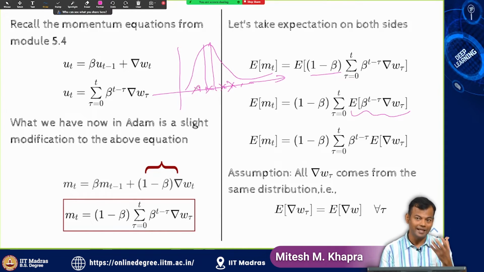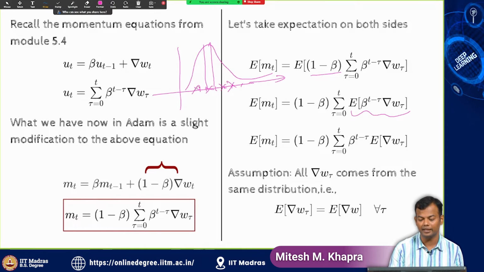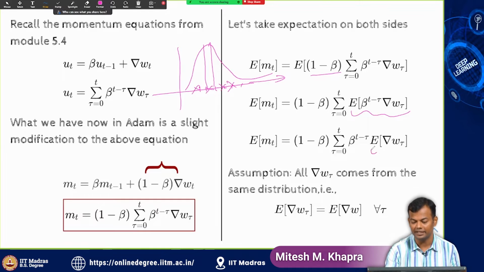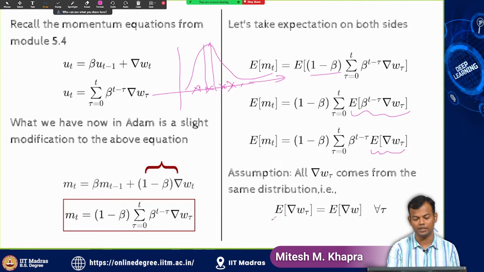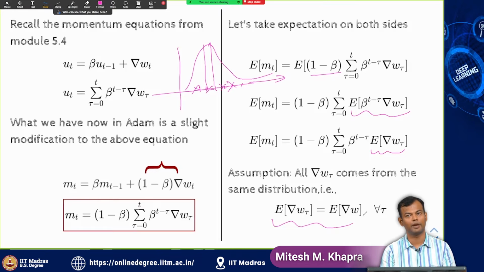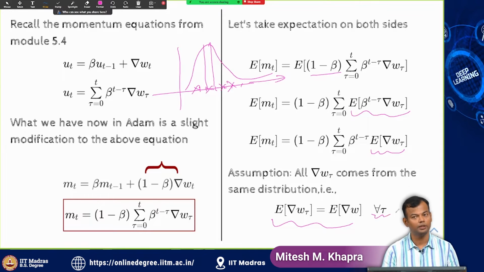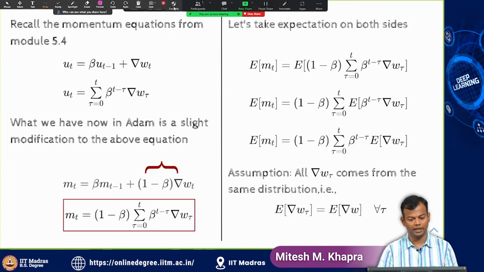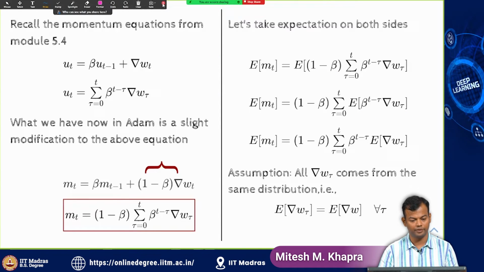And this distribution might change at different time steps, but I'm making this assumption that at all time steps, the distribution remains the same. That means the expected value at any time step is the same, right? So I'm saying that the expected value is the same for all the time steps. That's one simplifying assumption that I have made. And under that assumption, let's see where we reach.